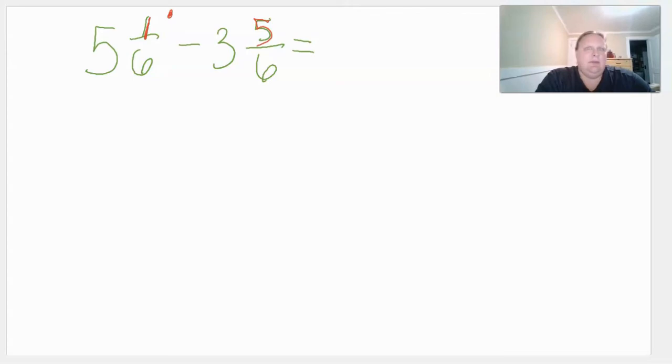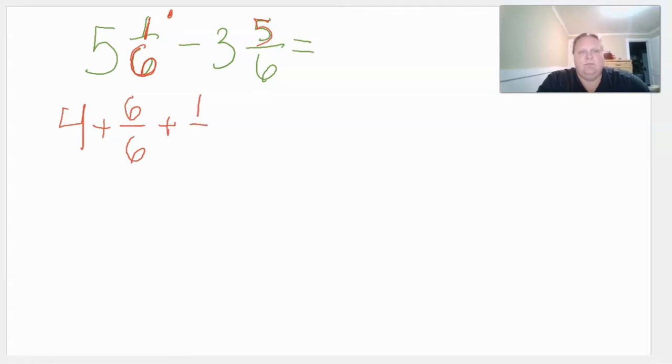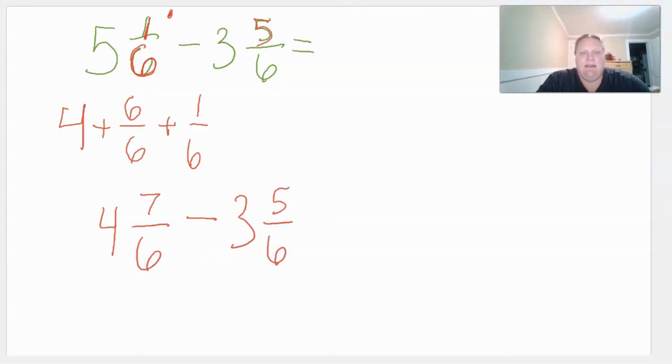So to regroup, what do you think we do? 4 plus, now use your denominator to figure out what our whole is going to be. So now we have 4 and 7/6, minus 3 and 5/6. Hey, we're back to something we can do. We can even do this in our head.